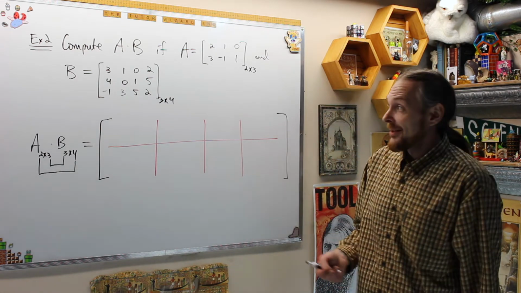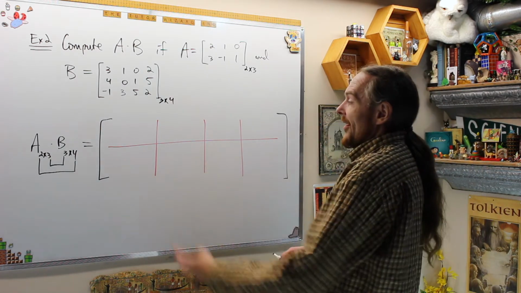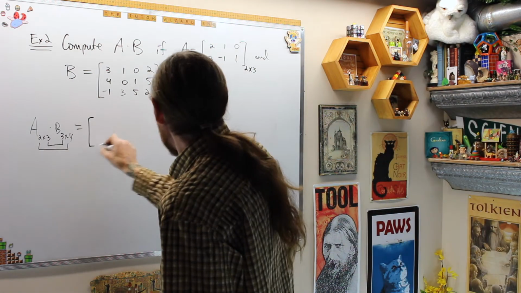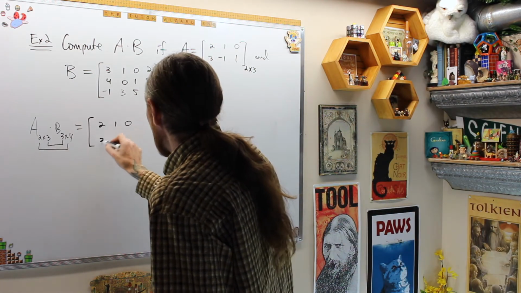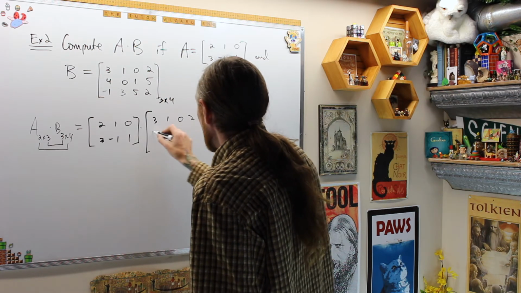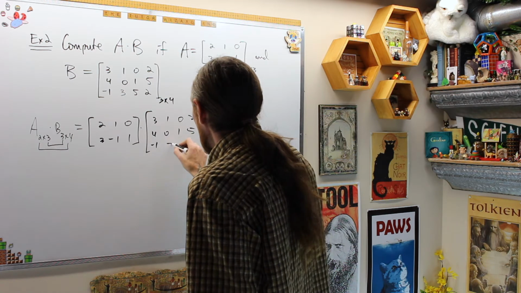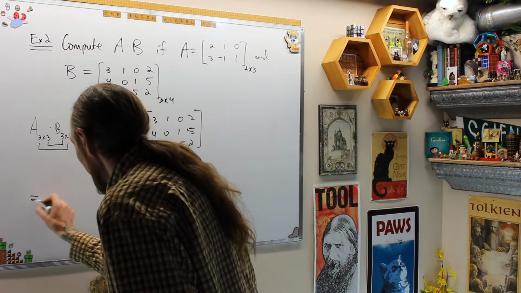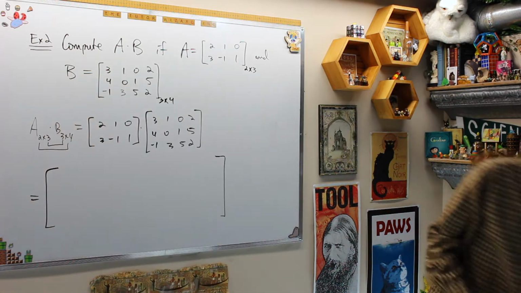Now let's actually do that. I didn't write out the matrix multiplication, so now I have to go back and do that. This says A is 2, 1, 0, 3, negative 1, 1 times B, which is 3, 1, 0, 2, 4, 0, 1, 5, negative 1, 3, 5, 2. Now what that says is this outcome. Now I'll write it very big for myself.